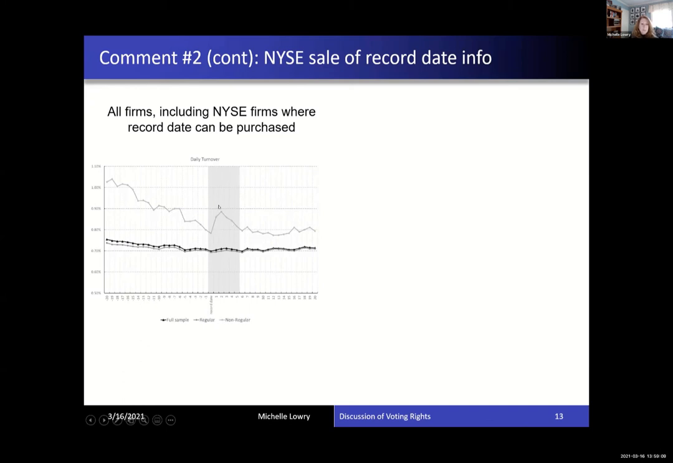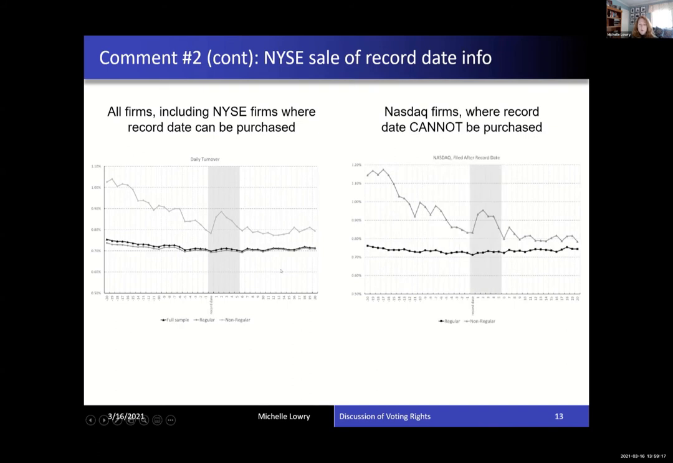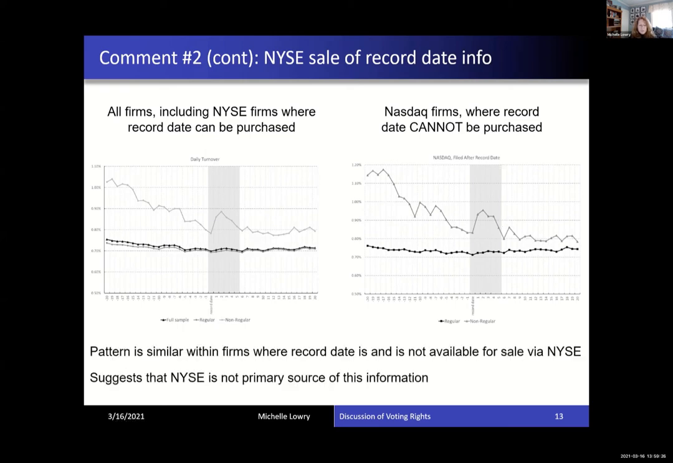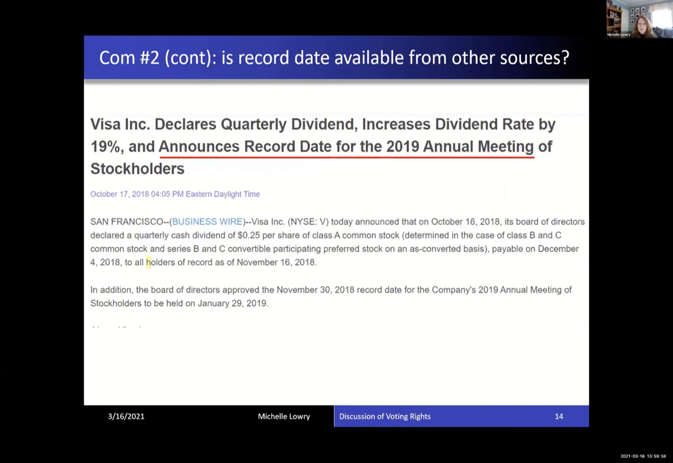The other thing that's a little bit puzzling, so Slava talked about the turnover pattern. Here we see this big jump in turnover right after the record date. This is the full sample, including NYSE firms where the record date can be purchased. Interestingly, we see the same exact pattern in NASDAQ firms where the record date cannot be purchased. So the fact that it's similar within both samples suggests that NYSE is probably not the primary source of this information.